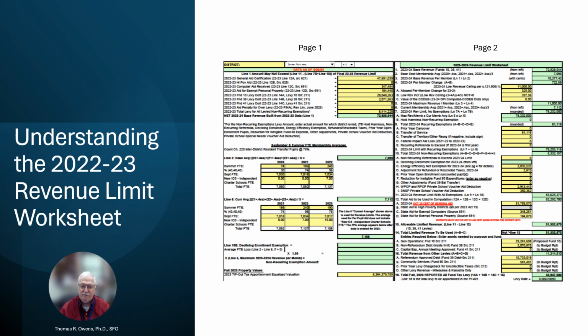The right half, page 2, flows down by steps through data entry and calculations to determine the overall district levy and equalized levy rate. The next 4 views coming up are close-ups of the upper and lower half of the first 2 pages of the worksheet, where a more detailed explanation is provided.